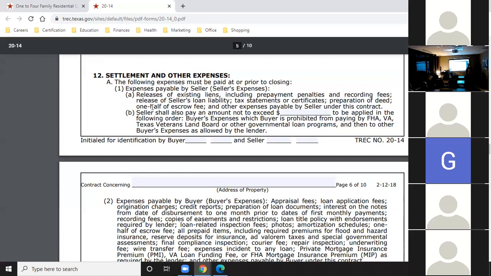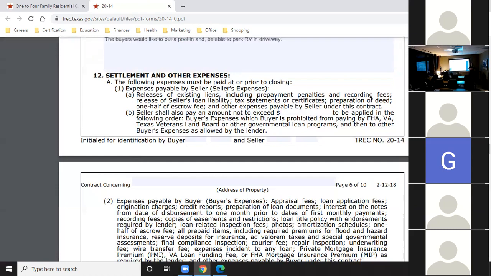So is there anywhere in the contract where the buyer wants the seller to give them money for repairs? Throw in some extra money. Exactly.